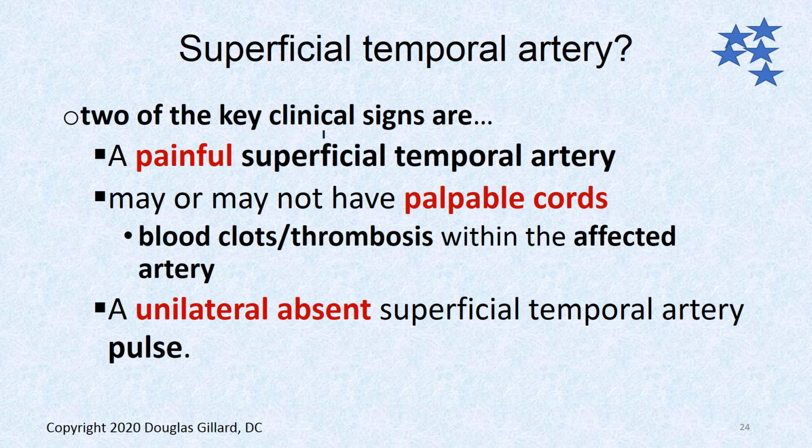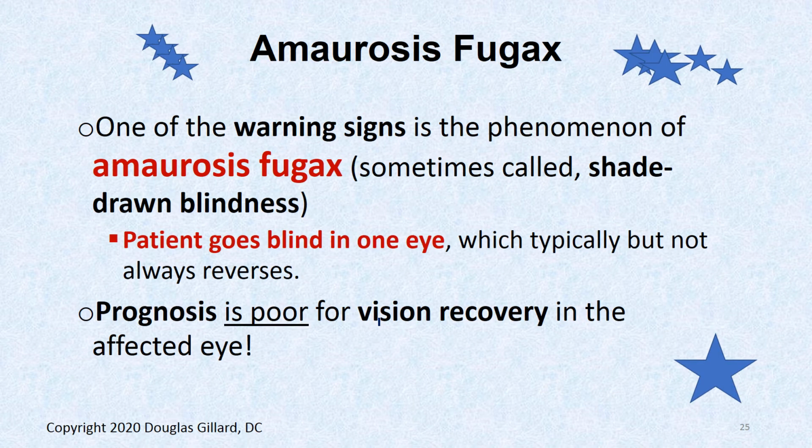Again, two of the key signs are a painful superficial temporal artery, sometimes with palpable cords, which are just blood clots in there, and then maybe you can't even feel a pulse there when you can feel a pulse on the other side. So watch out for this one. Amaurosis fugax, that's the way it's pronounced. It's called shade-drawn blindness.